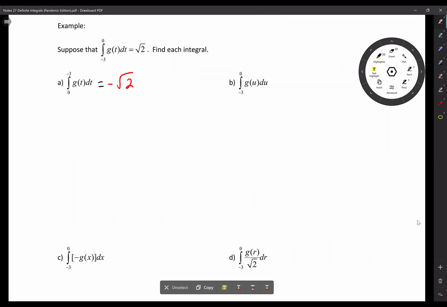Go to B. They just changed the letter. It doesn't matter what you call the x-axis. We still found the area of g, whatever you call it, from -3 to 0. So that's just going to be square root of 2. Remember, it's a dummy variable, guys.